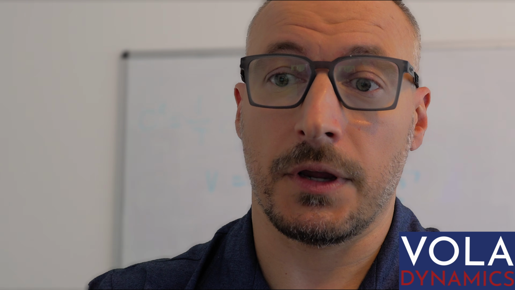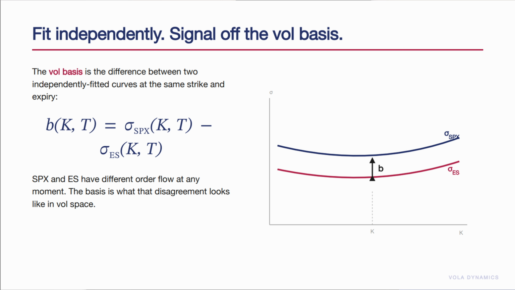Instead of doing that, I suggest to fit both markets separately and then use the basis between them as a signal for your position targeting. And when you fit with Vola Dynamics, you're not just getting the vol parameters, you're also getting the parameter error bars. That allows you to judge how far the disagreement between two vols is relative to the bid-ask spreads, in vol space.